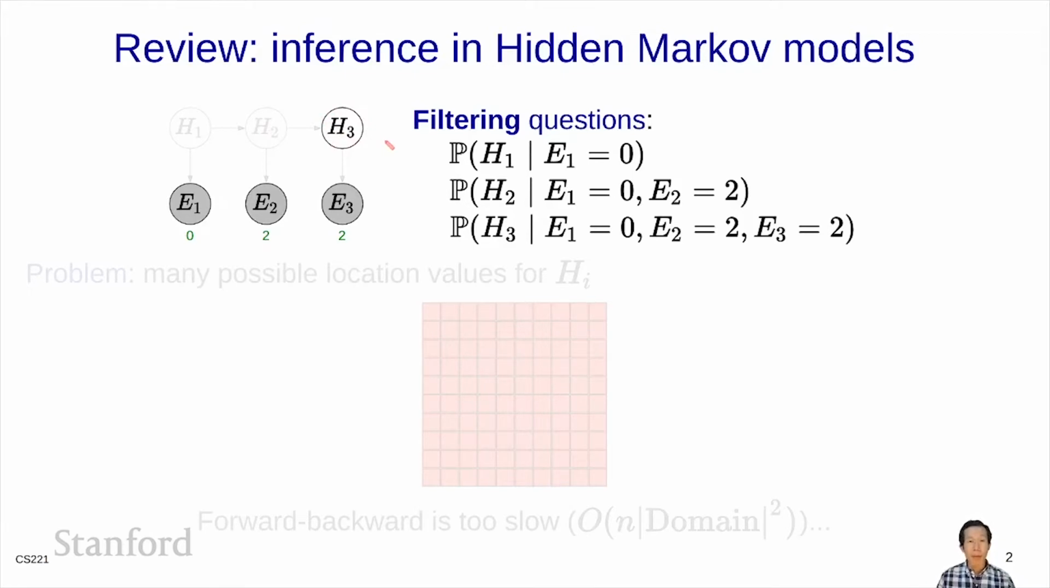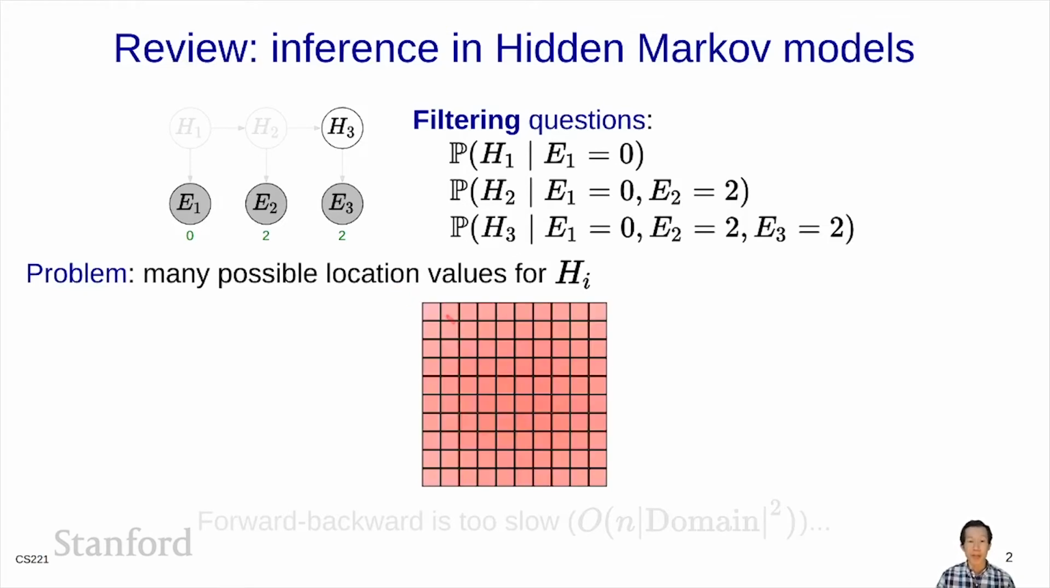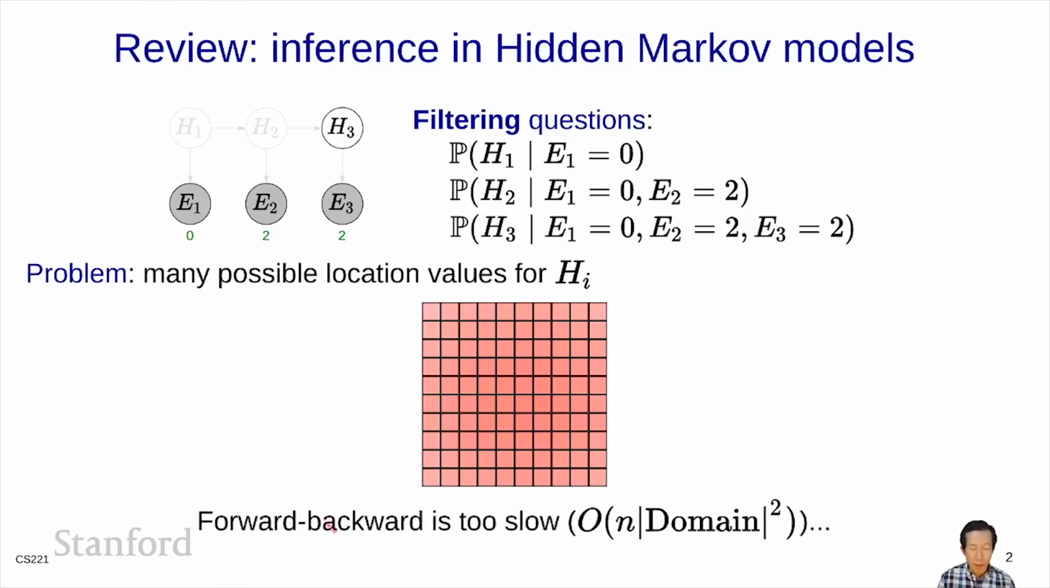Now I could apply the forward-backward algorithm to this scenario, and that would work. But the problem is that if you have a setting where there are many location values for Hi, in our simple example there's only 3, but in practice there could be 100,000. In that case, forward-backward is going to be really slow because its running time scales quadratically with the size of the domain. You have 100,000 squared, which is not nice. So the goal of particle filtering is to realize that you have 100,000 possible values, but only a very small fraction of them are really likely given the data you have.